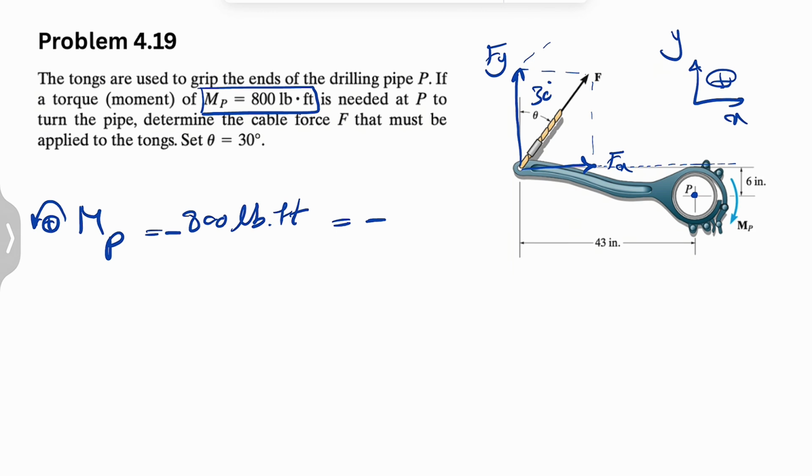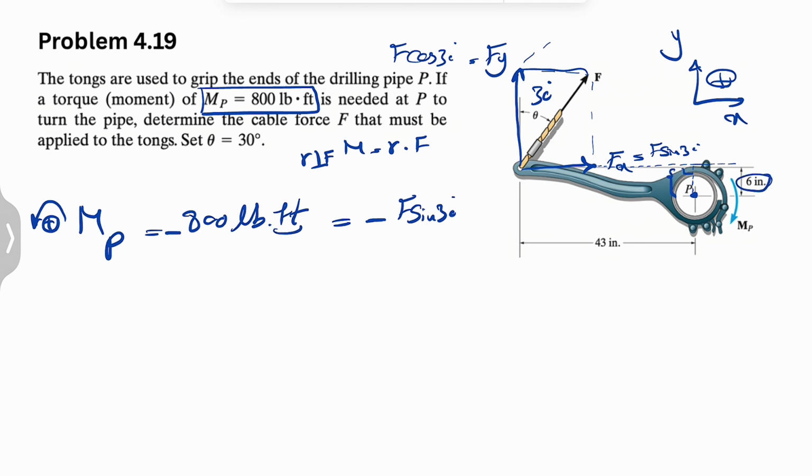We can find Fx and Fy pretty easily. Fx is going to be F times sine of 30 degrees, because we have the opposite side, and Fy is going to be F cosine of 30 degrees. Starting with Fx, F sine of 30 degrees is the force, and we know moment is r times F as long as r is perpendicular to F. The perpendicular distance we are looking for is the vertical distance from P to the line of action of Fx, which is this distance, and we know it's 6 inches.